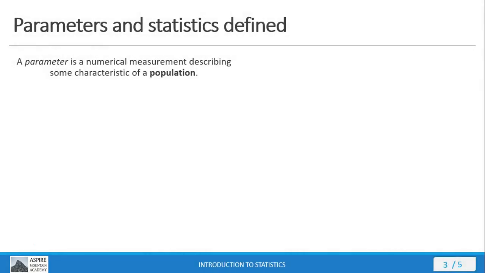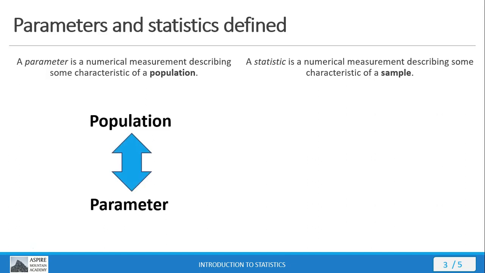First, we need to understand the difference between a parameter and a statistic. A parameter is simply a numerical measure describing some characteristic of a population. On the other hand, a statistic is a numerical measurement describing some characteristic of a sample. So parameters go with populations and statistics go with samples.